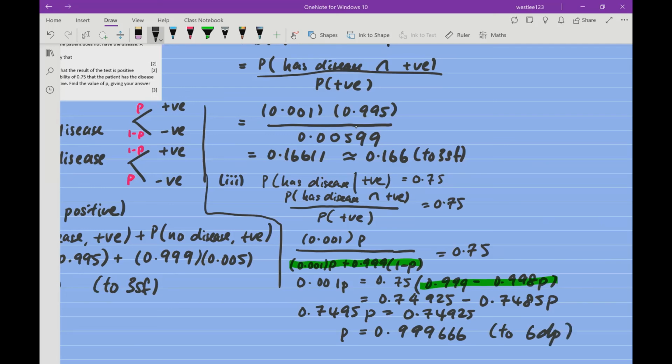The reason why they ask you to give your answer to 6 dp is because if you round off to 2 SF, 3 SF or 4 SF, your answer will be 1.00. Okay, which gives people the false impression that this is definitely happening, which is not true. This event is very likely to happen, but it is not 100% certain.